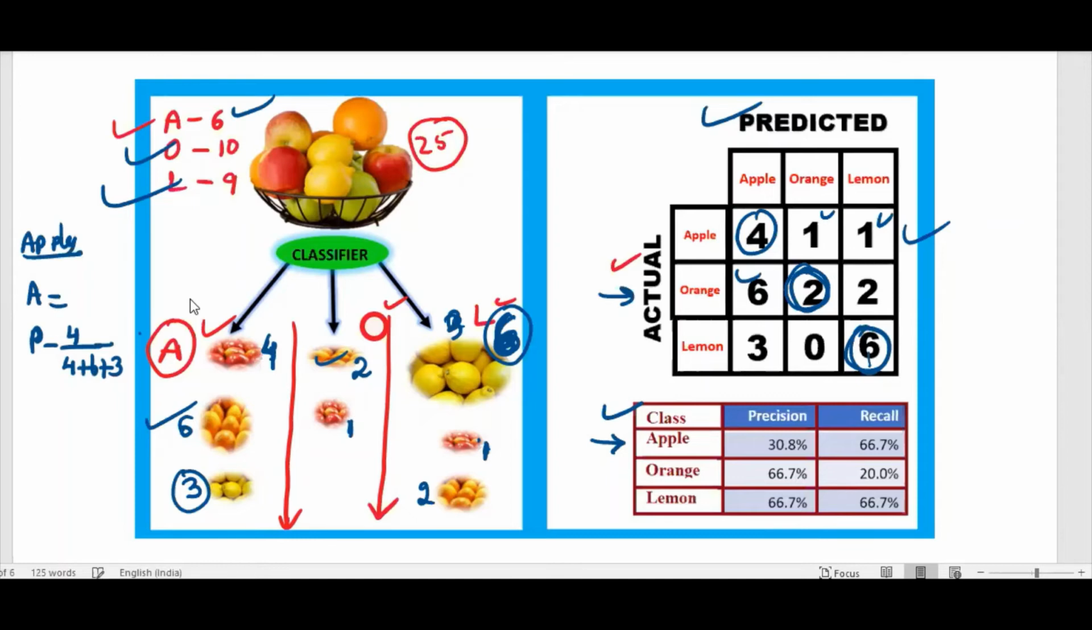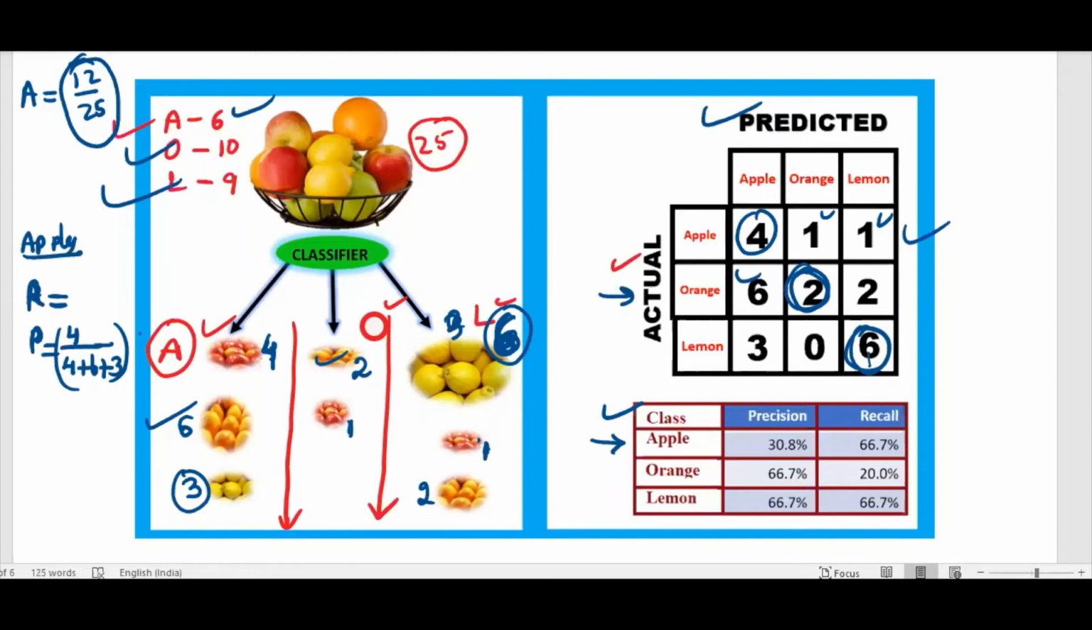I got a total accuracy. If you find accuracy, we don't see any group. Total how many correct? 4 plus 2 plus 6. 12 correct out of 25. So 12 by 25. Everything we see. Less than 50% here. Accuracy score. This is not good. Okay. Now, this is also not good. Apple, if you see, I mean, sorry, this is precision, this is recall.